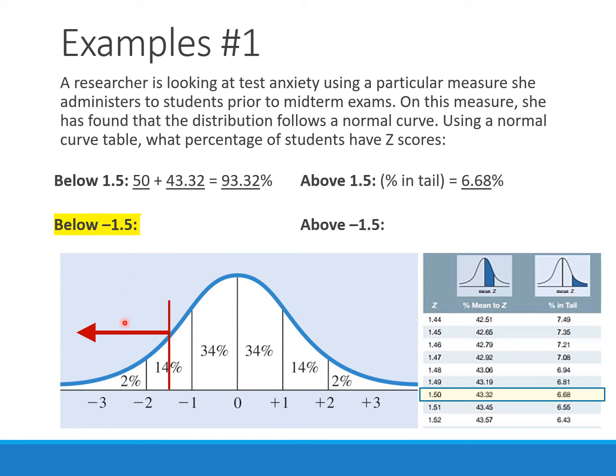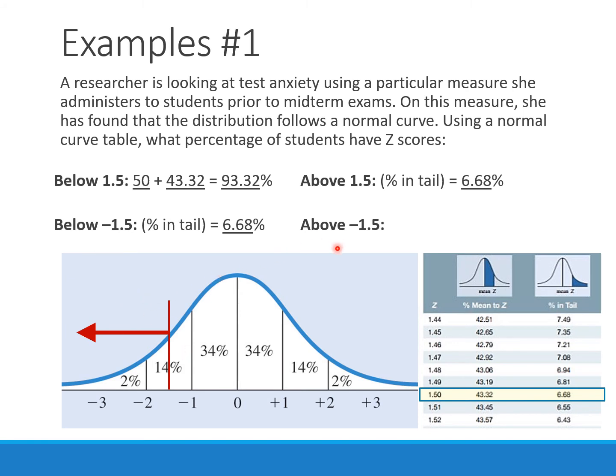What about below negative 1.5? Again, it's in the tail. And even though it's negative, it's still on the other side. It's symmetrical, so it's the same amount. It's in the tail, so it's 6.68%, not negative 6.68%. You can't have negative percents of students. In this case, we're talking about the same number of students: the same number of students are above 1.5 and the same number of students are below negative 1.5, excuse me.